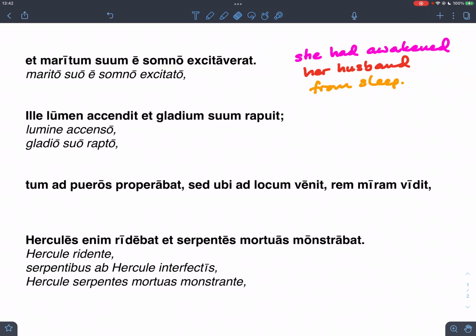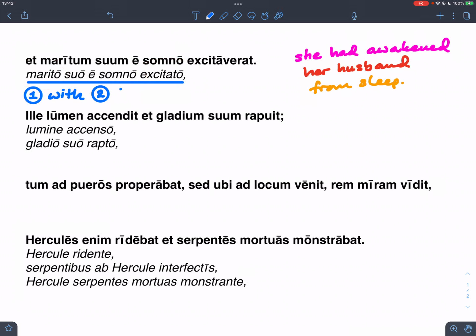Then what I did is I went through and I kind of rewrote it as an ablative absolute, which is what I have down here. Okay, so remember when I do these, the first thing I'm going to do is use the word "with" to translate it. So step number one is I'm going to say "with." The second thing I'm going to do is translate the outside words. If you look, my outside words are marito and excitato, so that's what I'm going to use.